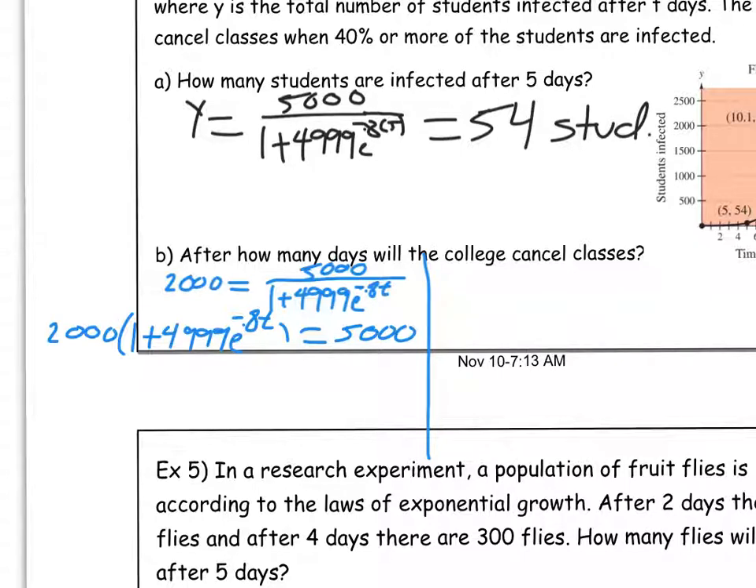I'm left with 1 plus 4,999 times e to the negative 0.8 t power. When I divide that side by 2,000, I get 2.5. Okay? Just 2.5. The numbers are starting to get a little smaller and more manageable.